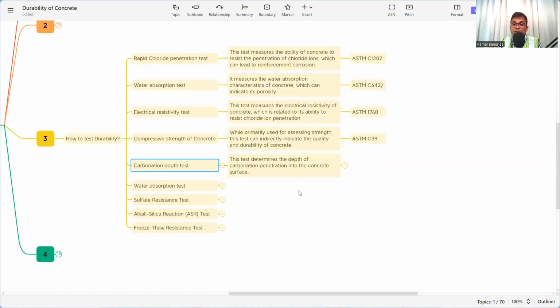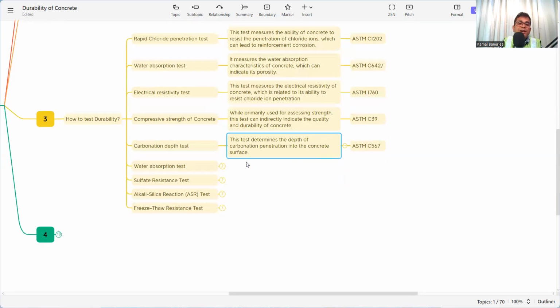Then the carbonation depth test. We all know carbon dioxide is not good for the concrete, so we need to know the carbonation depth. That means how our concrete is reacting with the carbon dioxide ingress. This test determines the depth of carbonation penetration into the concrete surface. So again, how much it will penetrate inside the concrete, we need to know. The carbonation depth test is also required to know the concrete durability, and ASTM C567 is the code we can use to measure it.